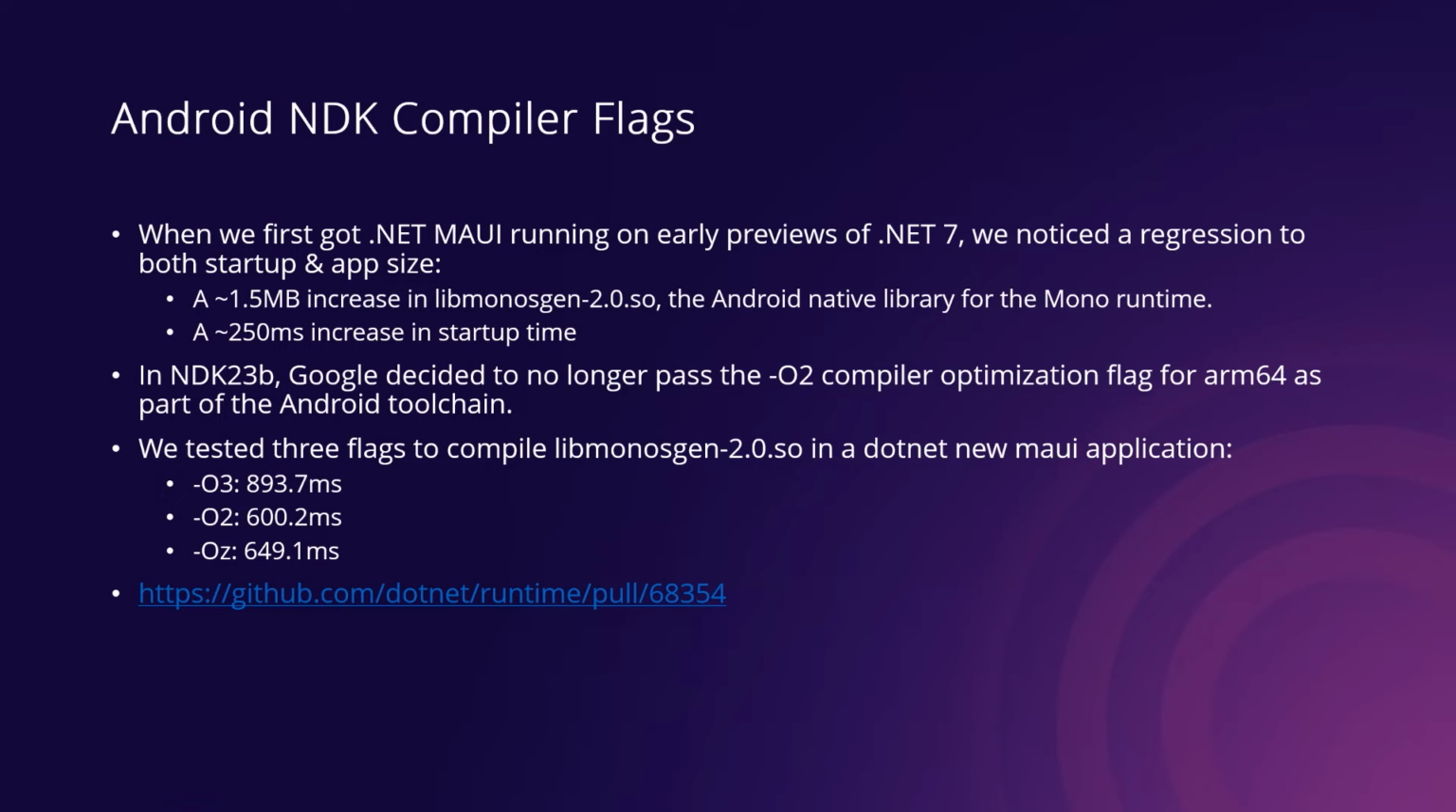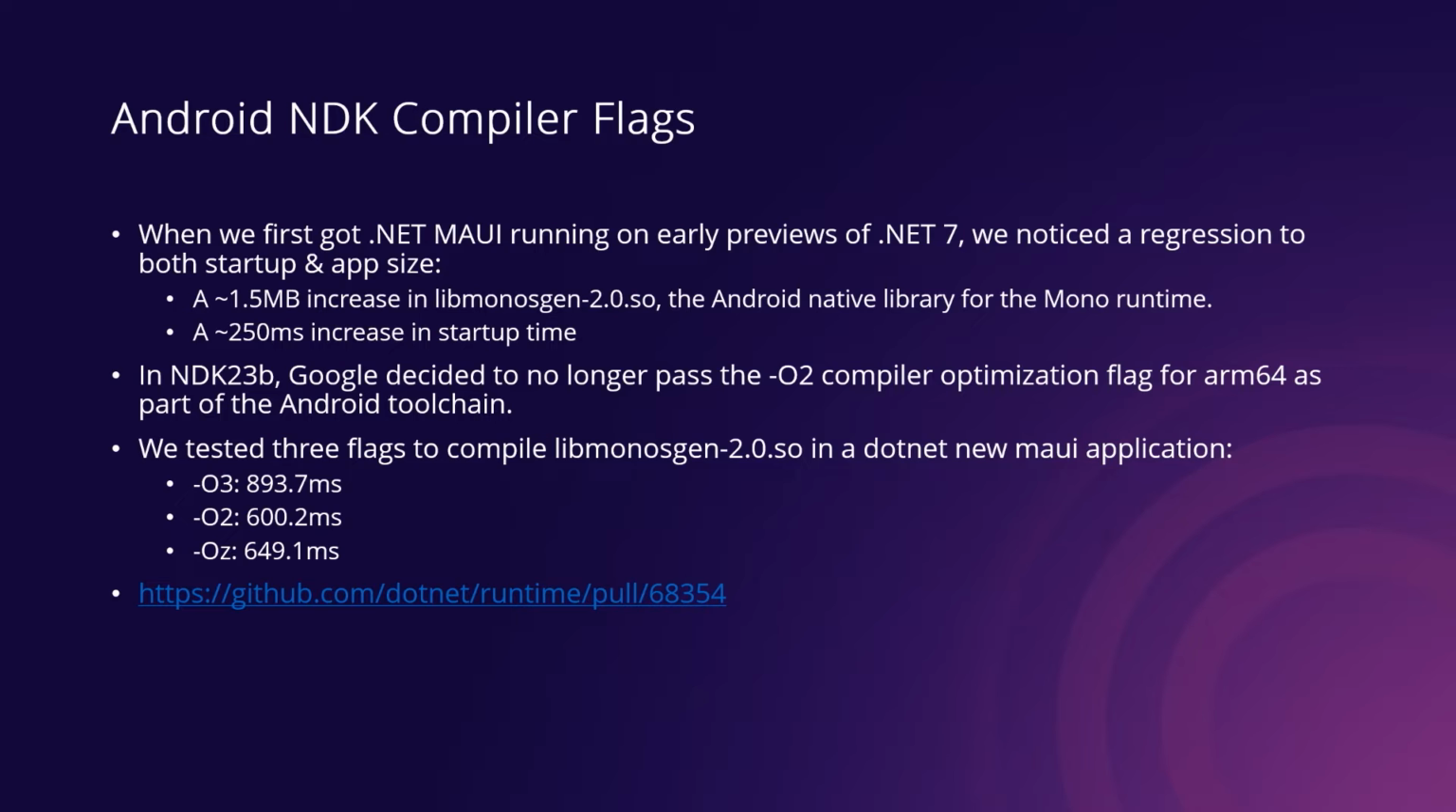One of the first things when we got MAUI running on .NET 7 is that we noticed a regression on Android. This is just a story of something that happened, and I thought it was interesting, so I was going to pass it on here. The apps were about 1.5 megabytes bigger, or a particular file was, and startup time was 250 milliseconds worse.